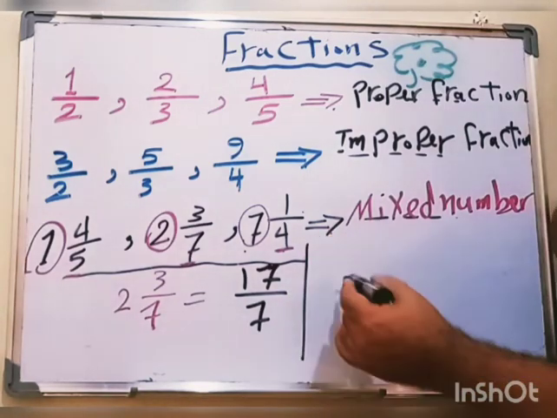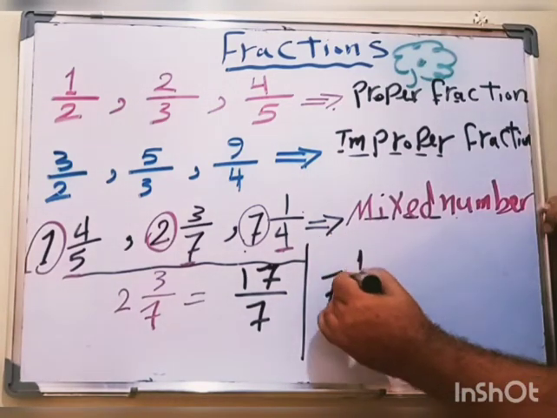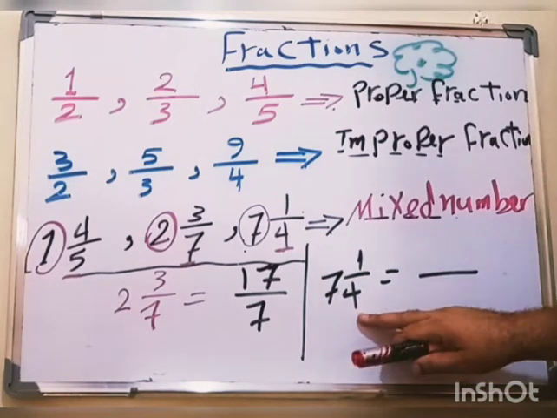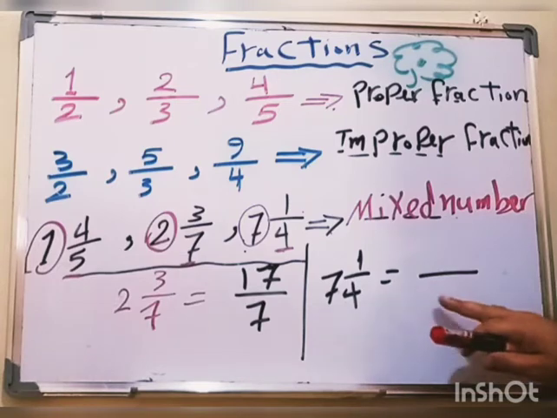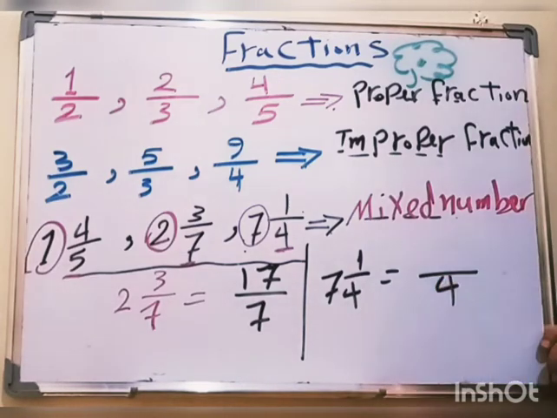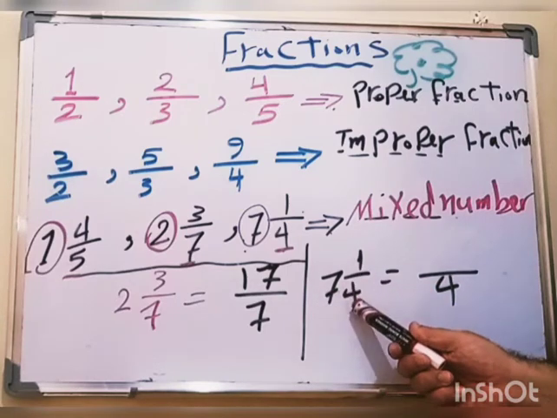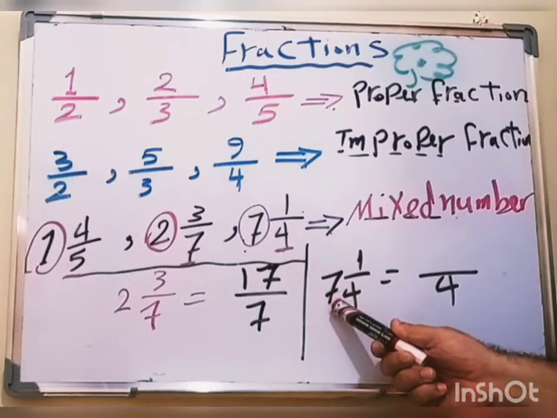Another example. 7 and a quarter. Okay. First step: keep the denominator as it is. 4, and from down to up, times, plus. 4 times 7 is 28.